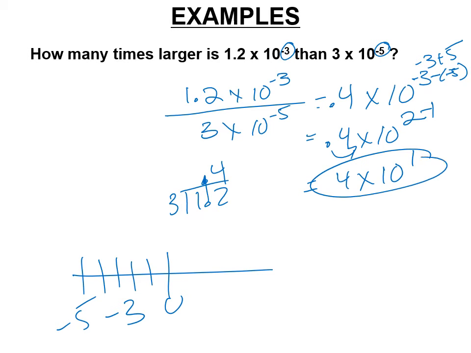So that's the answer in scientific notation, but it doesn't say to put it that way. You also could write 4 times 10. It's 40 times bigger. The smaller one times 40 equals the bigger one. It's 40 times bigger.